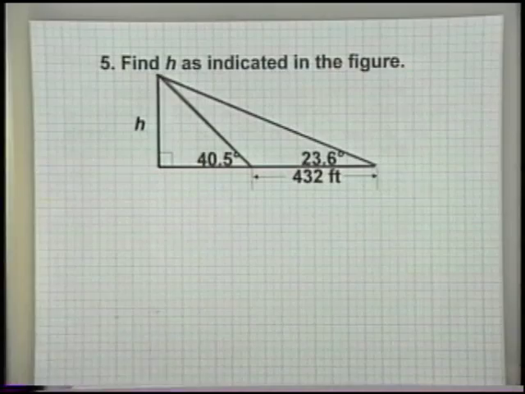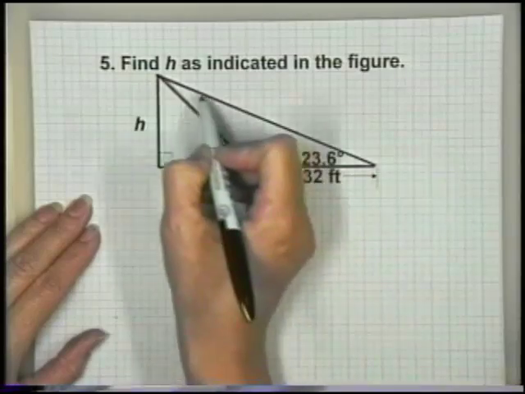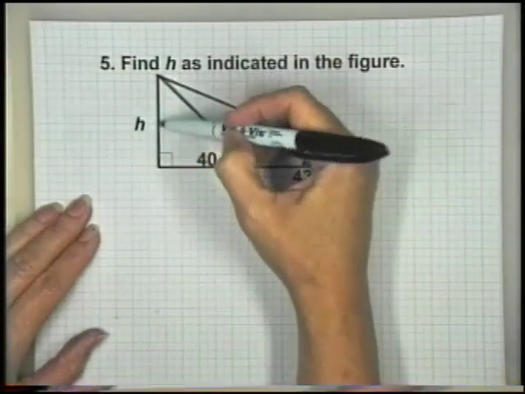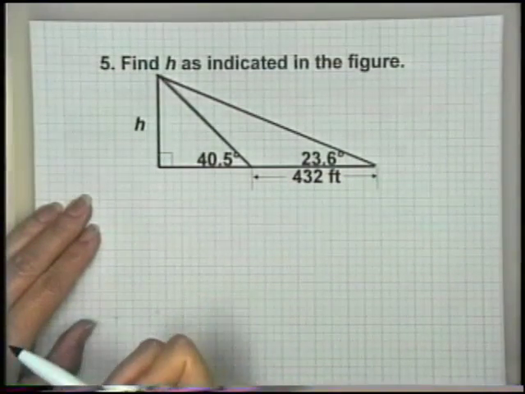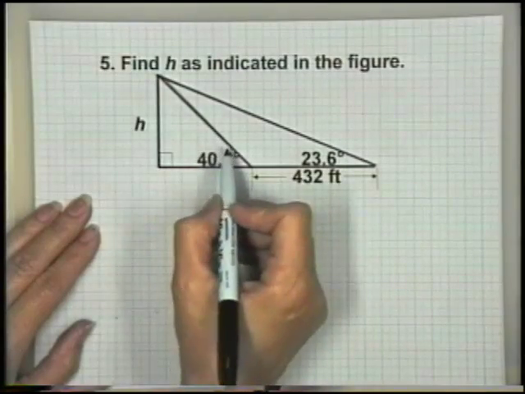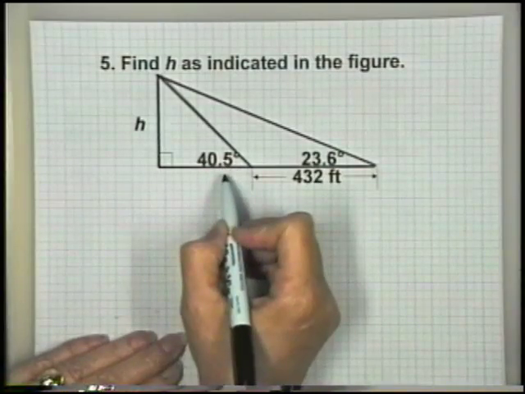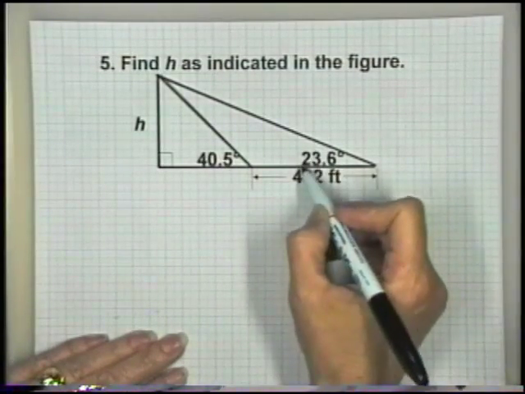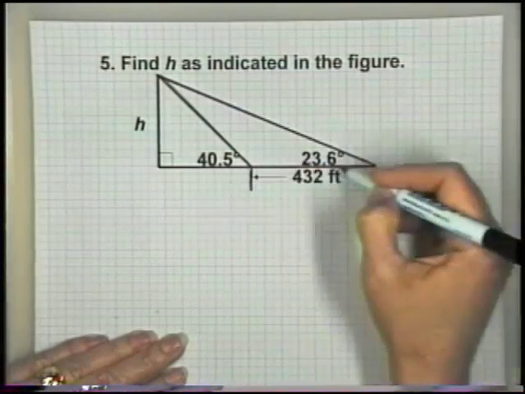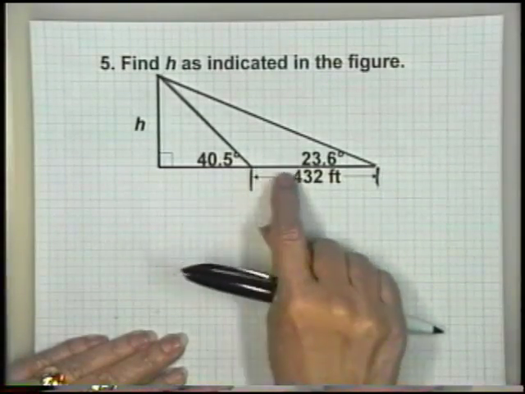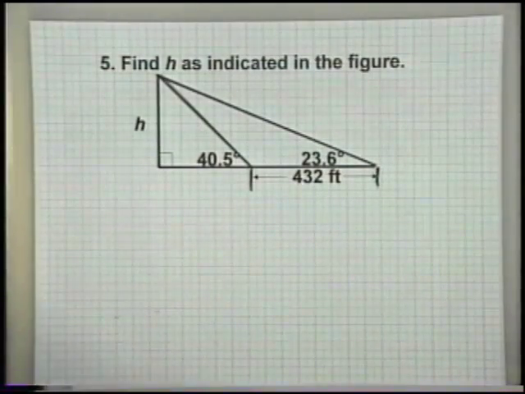It says find h as indicated in the figure, and look at what we have here. We have a right triangle. We're trying to find this distance h, which is a leg for this right triangle. We are given that this angle right here is 40 5/10 degrees. We're given that this angle is 23 6/10 degrees. And then we're given that the distance from this point to this point is 432 feet.